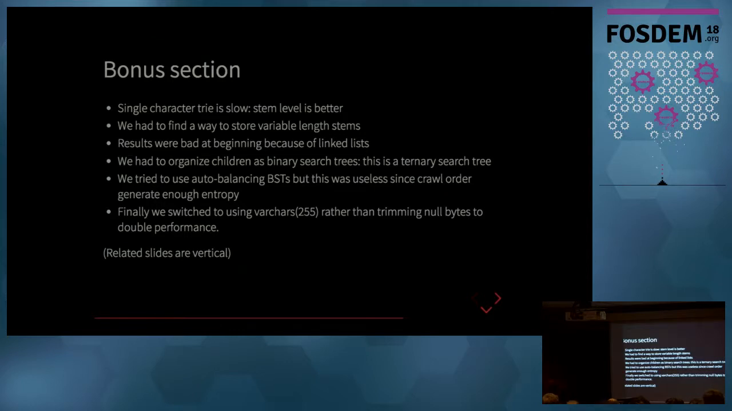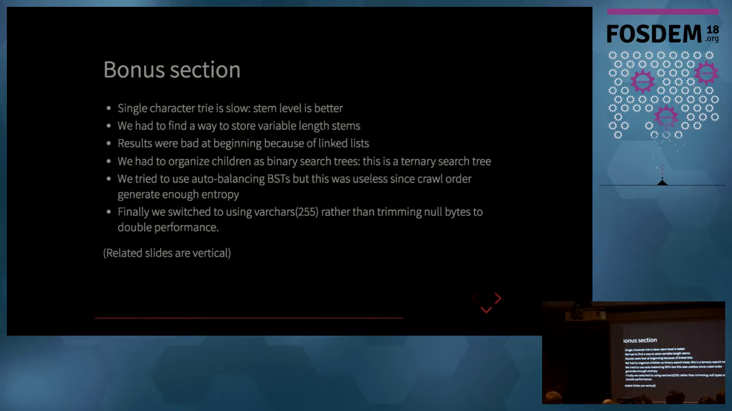So what we discovered is actually that a single character tree is slow because the stem level is better. If you store .com or Google or something like this instead of a single character, you compress a lot of space and you go faster because the structure is even lighter. And voila. But the issue here is that we had to find a way to store variable length stems because a character is quite easy to hold. It's just a byte, whereas a stem could have 16 bytes or even more. So we designed a thing to do that.